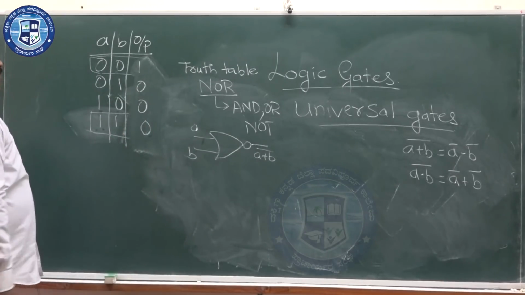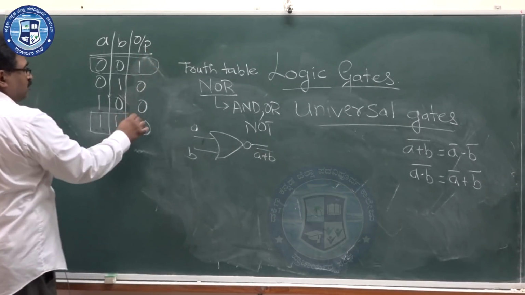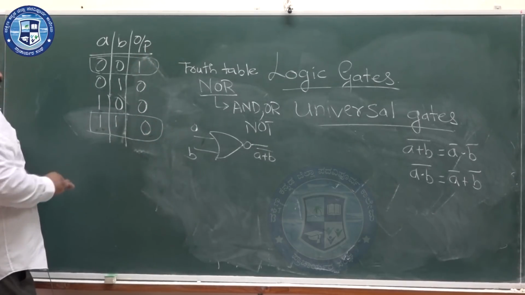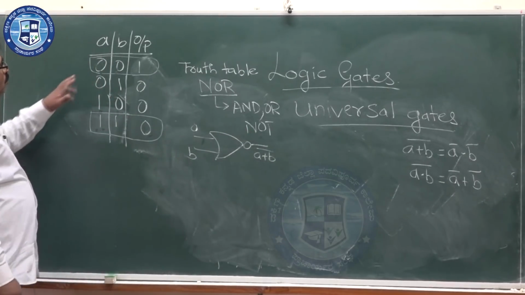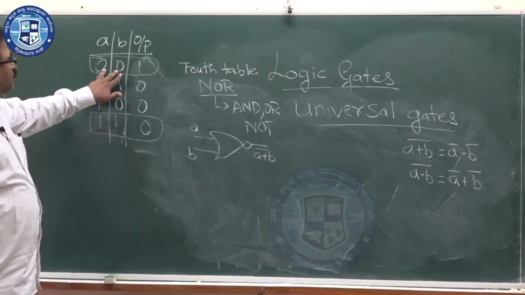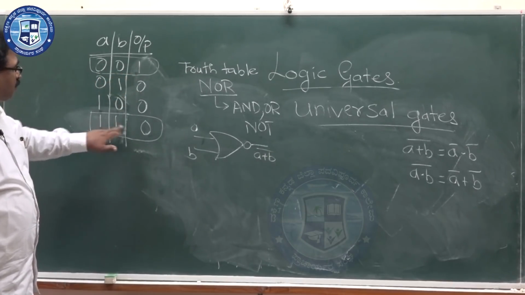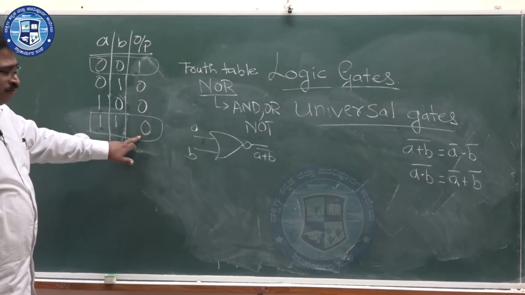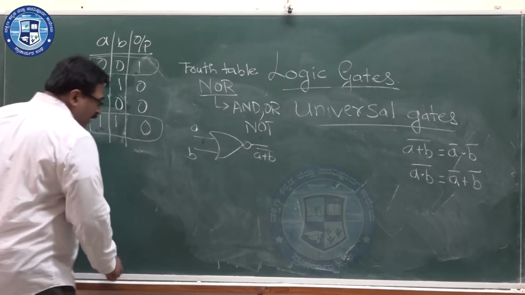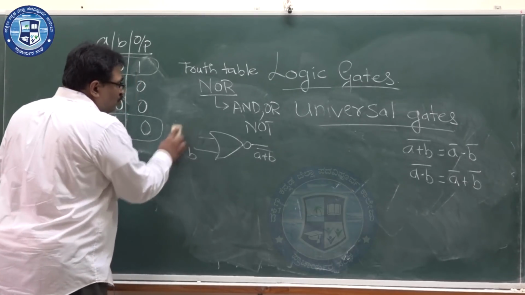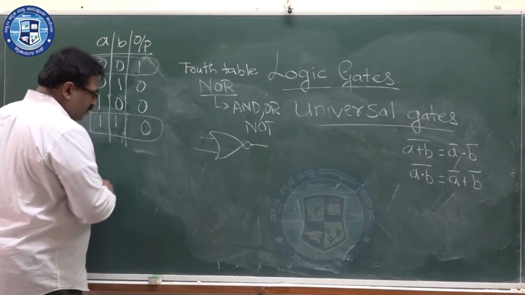Again, what is interesting for us is these 2 initially when we talk about the NOT gate. So when the inputs are 0, what is the output? 1. When the input is 1, the output is 0. So it means it works like a NOT gate. So I can make this NOR gate to work like a NOT gate. Let us see.